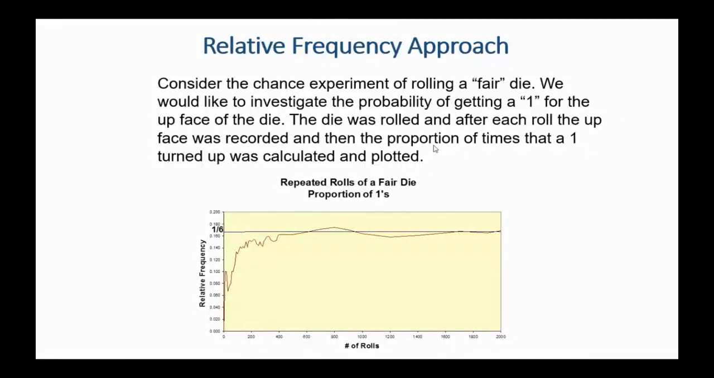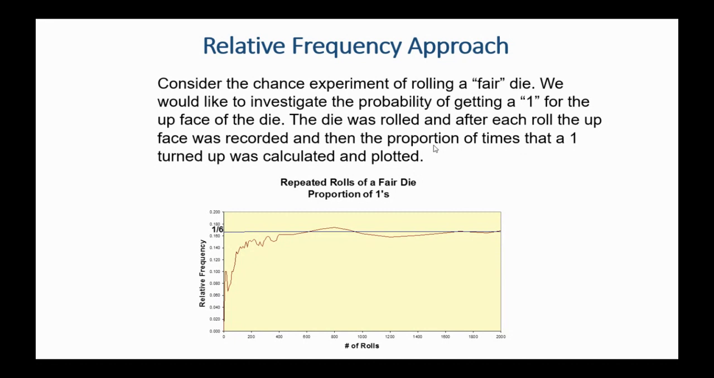There we go. Okay, so relative frequency, again, let's say we roll a fair die now. So we're not going to do coins, we're going to do a die. We would like to investigate the probability of getting a 1 for the up face of the die, so rolling a 1, essentially. The die was rolled, and after each roll, we recorded what we got. And then the proportion of times that a 1 was rolled, we calculated that and plotted the point.